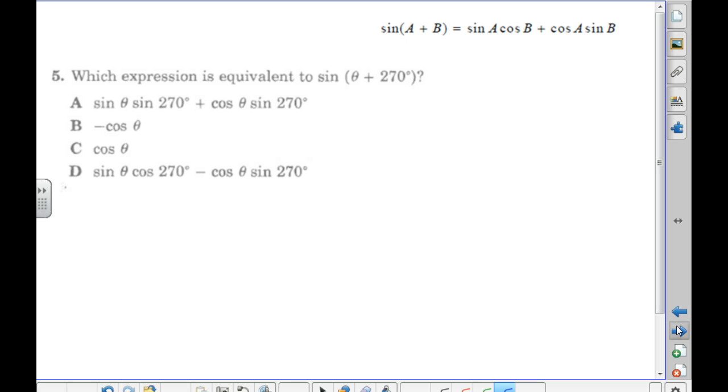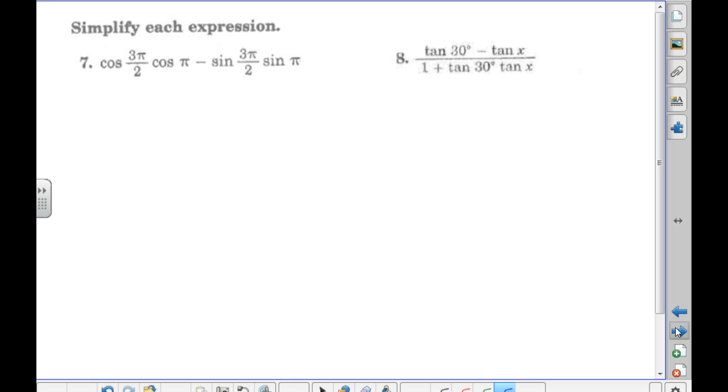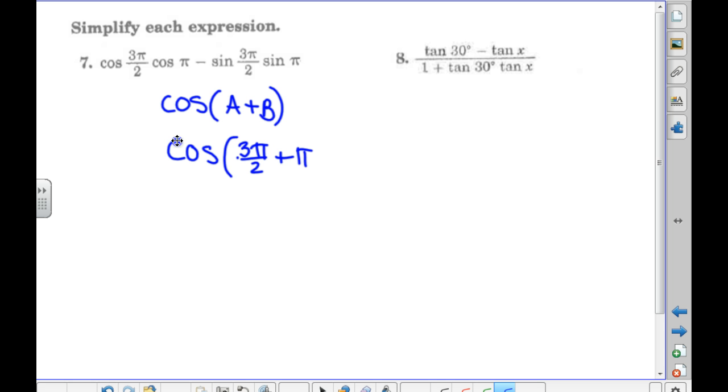All right, question 5, I'm gonna skip. These are meant to be quick. Can you look at these, guys? You could do this a couple different ways. I would like you to go backwards. Can you find one that says cosine, cosine, minus sine, sine? Cosine, cosine, minus sine, sine. Okay? Which in this case are 3 pi over 2 and pi.